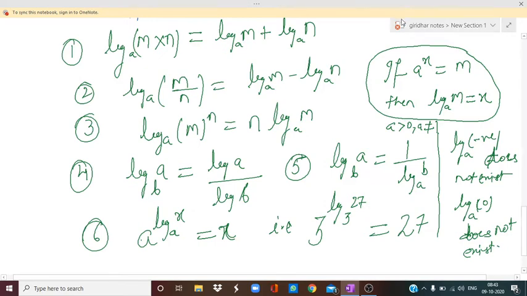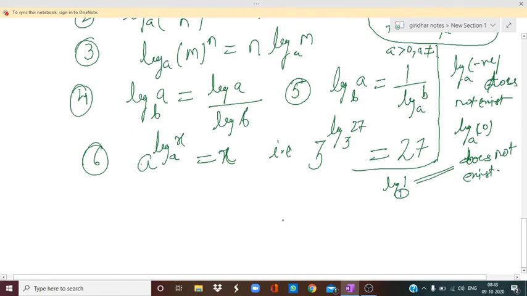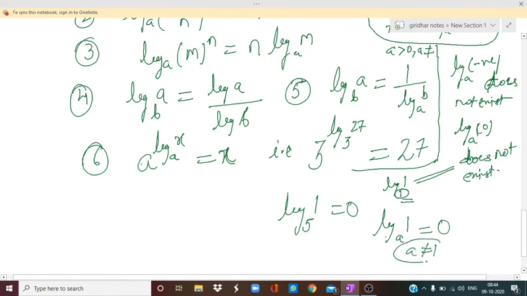Correct? And log 1 with base 1 also does not exist, because we never take the base as 1. Log 1 with base 1 does not exist because the base came 1. Fine. But at the same time, log 1 with any base, let's say base 5, that is 0. But base never be 1. Log 1 with any base is going to be 0. But base never be 1, and base always greater than 0. Then the log 1 is 0.